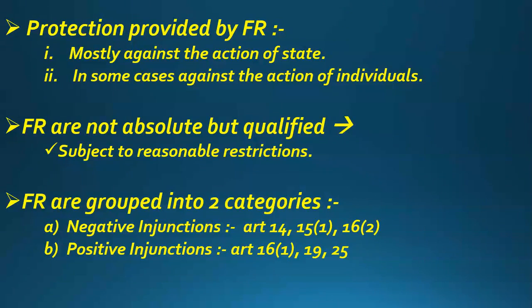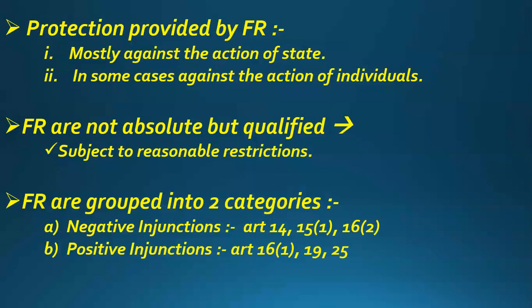Now friends, only in some cases do fundamental rights provide protection against the action of individuals. For example, the right against untouchability. No individual in India can practice untouchability. No one can declare you untouchable. No one can practice untouchability with you. And for example, the right against exploitation. No one is allowed to exploit you. So only some rights are given against the actions of individuals. Mostly all the fundamental rights are guaranteed to us against the action of the state.